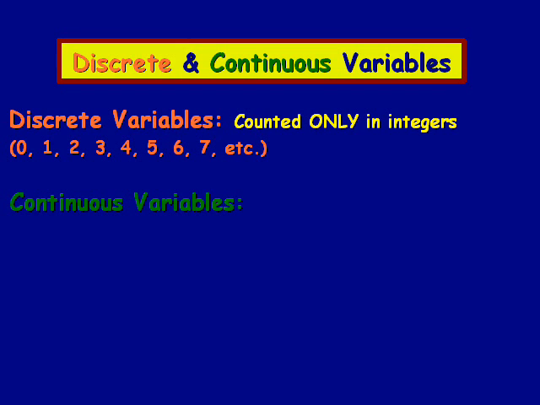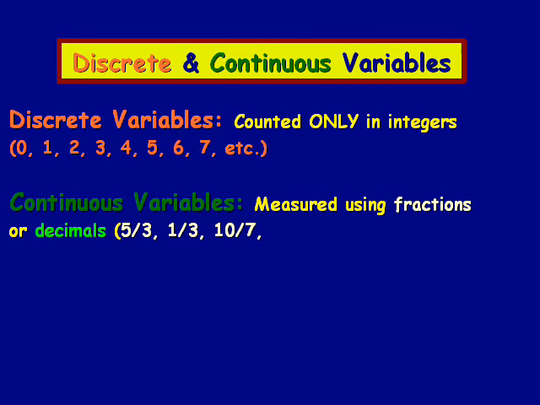On the other hand, continuous variables are measured using either fractions or decimals. So we have fractions here, such as 5/3, 1/3, 10/7. And then we have decimals such as 10.3, 27.35, 94.1, and so forth, etc. Now let's take a look at some examples and see exactly what category they would fit into.